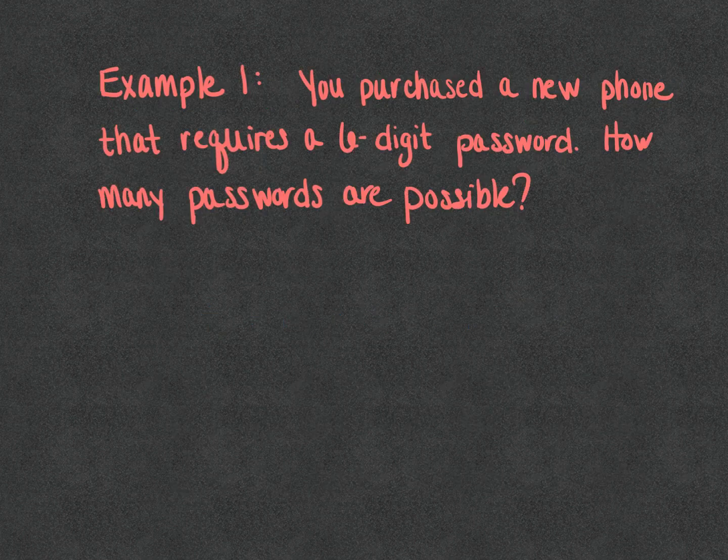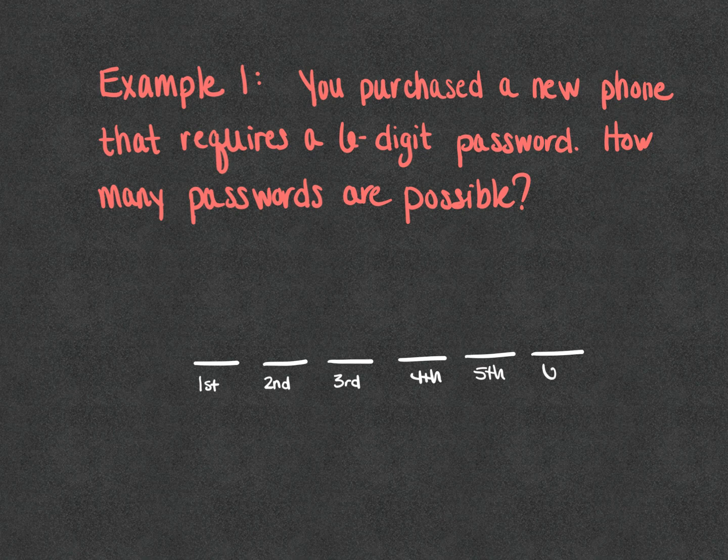All right, so let's look at an example here. You buy a new phone that requires a 6-digit password. How many passwords are possible? So one of the first things I notice is that this is a 6-digit password. So essentially, I have 6 different decisions that I have to make. I have to choose my first digit, my second digit, the third, the fourth, the fifth, and the 6th.